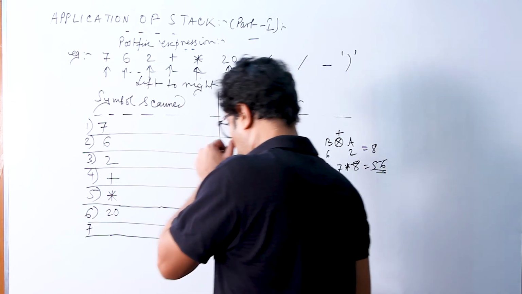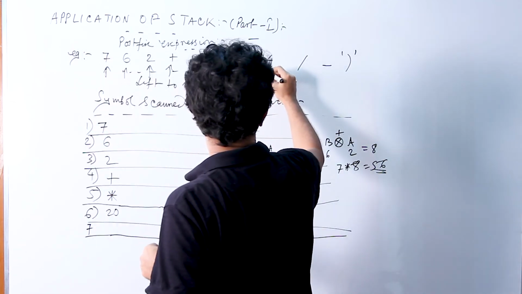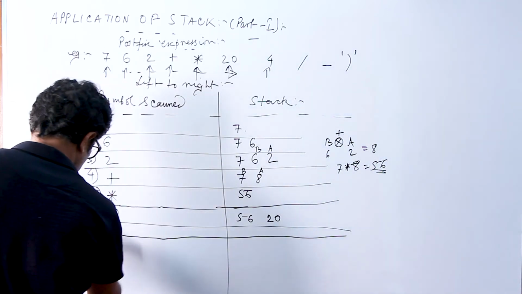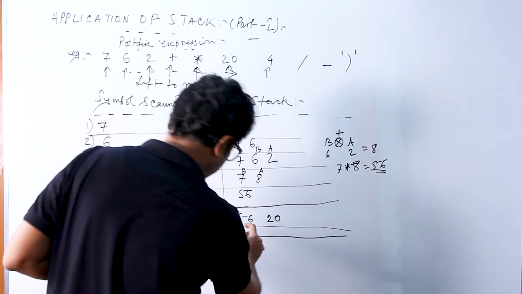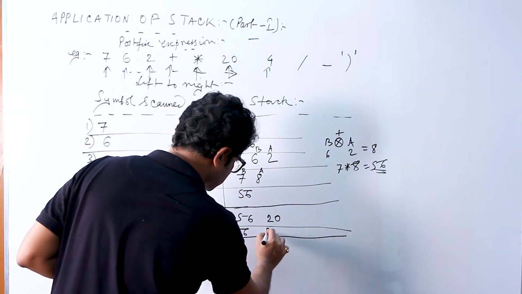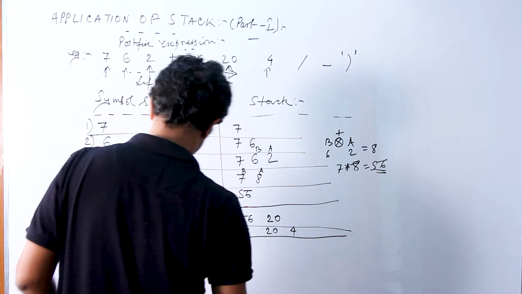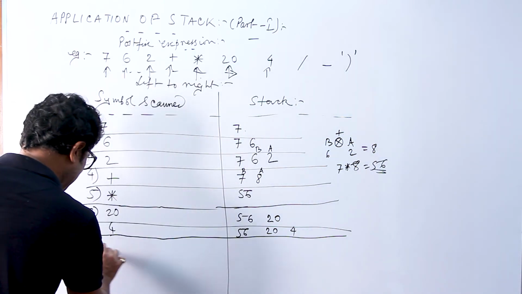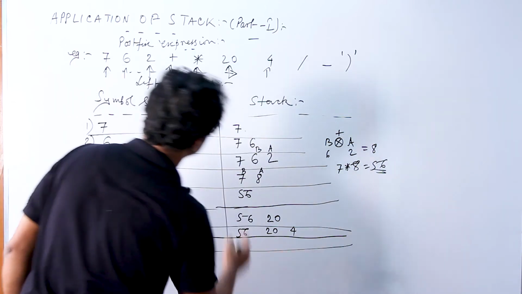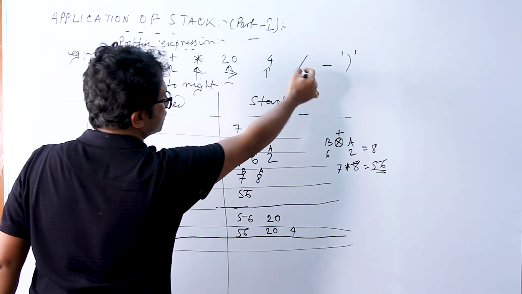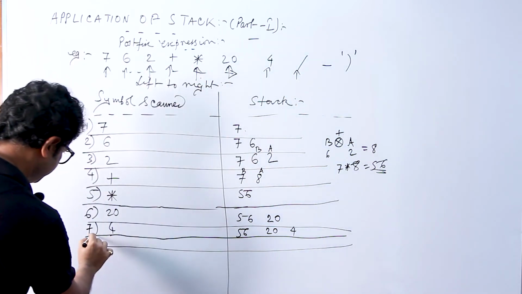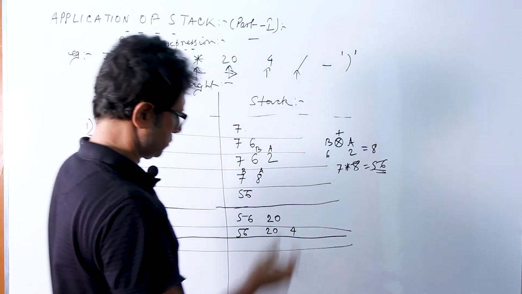7th step. What is the 7th step? We encounter 4. 4 will also be pushed to the stack in a similar way. 56, 20, 4. After that, we see that we have encountered a slash symbol, that is an operator.